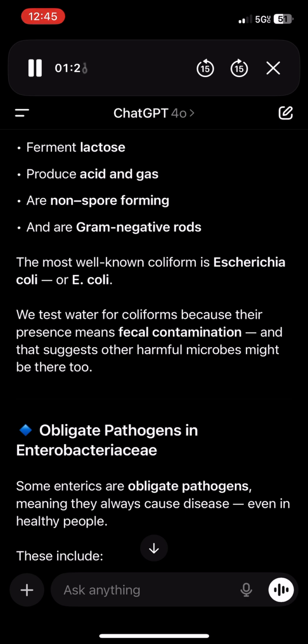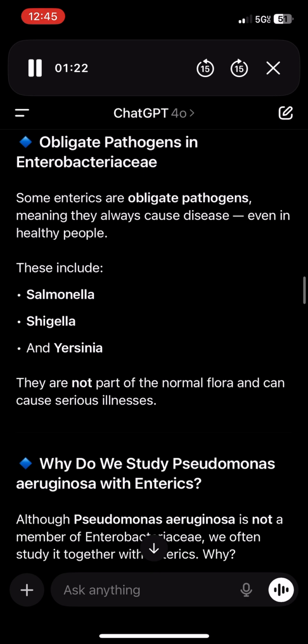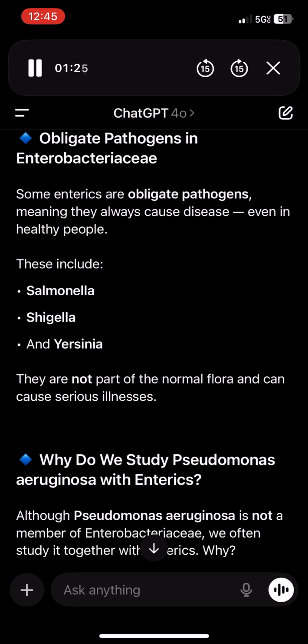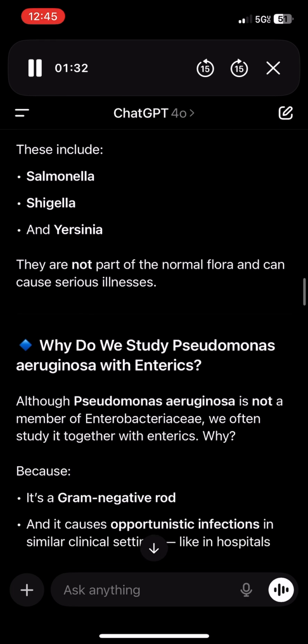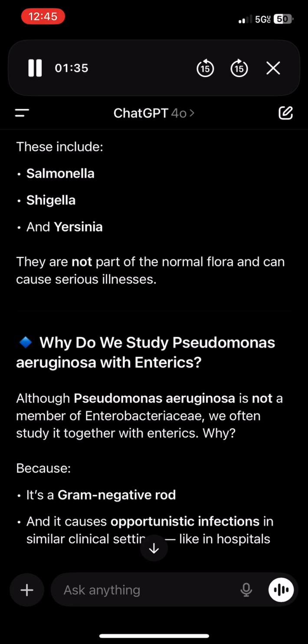there too. Obligate pathogens in Enterobacteriaceae. Some enterics are obligate pathogens, meaning they always cause disease, even in healthy people. These include Salmonella, Shigella, and Yersinia. They are not part of the normal flora and can cause serious illnesses.